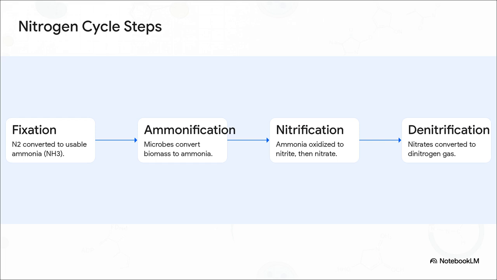Step 2 is ammonification. When biomass decays, microorganisms like Bacillus vulgaris step in to convert organic nitrogen back into ammonia and ammonium ions. Then we hit step 3, nitrification. This is a two-part process. First, bacteria like Nitrosomonas oxidize ammonia to nitrite, and then Nitrobacter finishes the job by oxidizing that nitrite into nitrate. Finally, step 4 completes the loop, denitrification. Microbes like Thiobacillus denitrificans convert those nitrates back into dinitrogen gas, sending it right back up into the atmosphere.